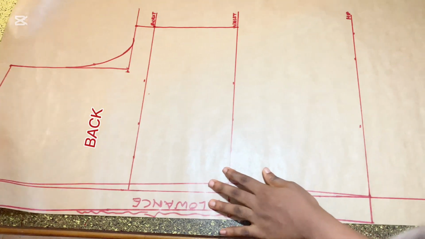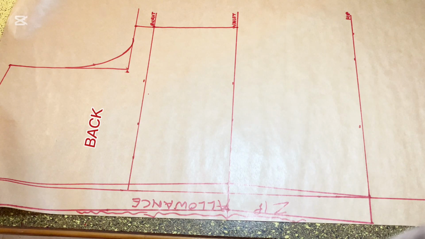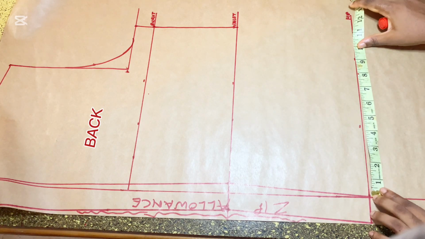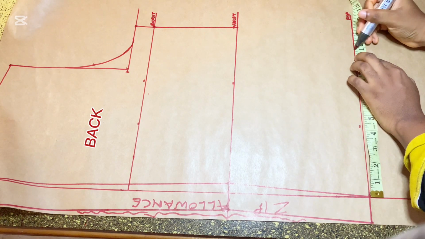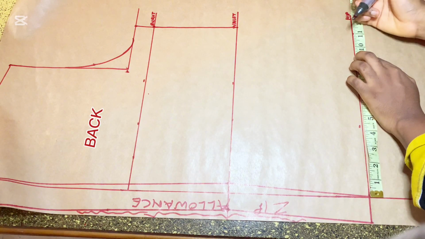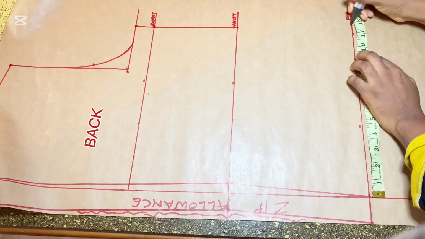My hip is 39. 39 divided by 4 is 9.75. So this is the 9.75. Then I'll be adding 2 inch sewing allowance to it. So that's 11.75. So I'll just mark that down.